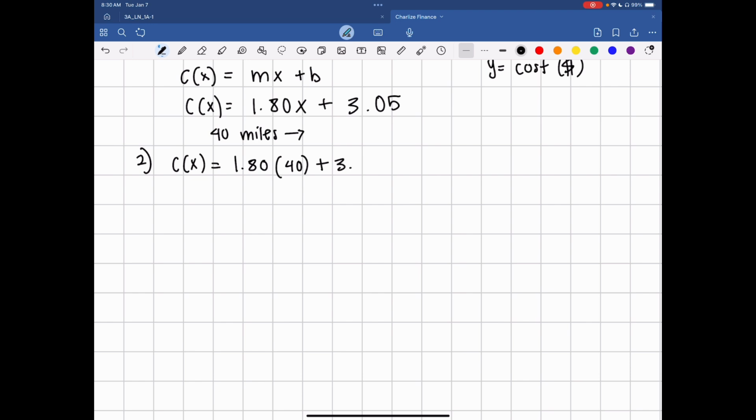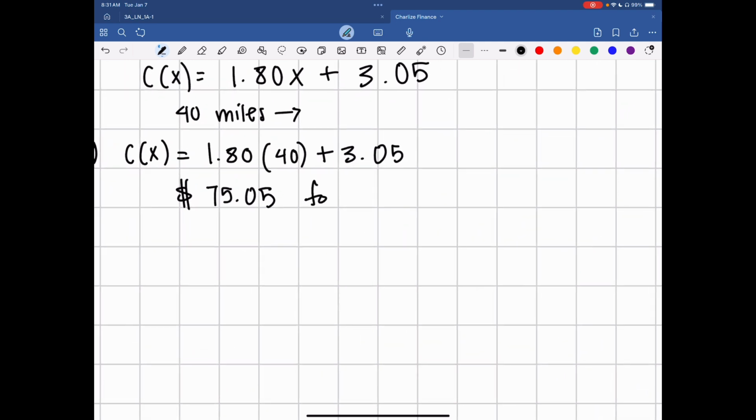I'm not sure if you get a calculator, but I'm going to use one. 1.8 times 40 plus 3.05. So the answer in dollars would be $75.05 for 40 miles.